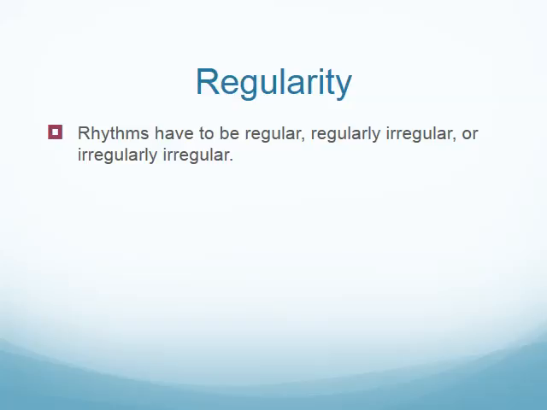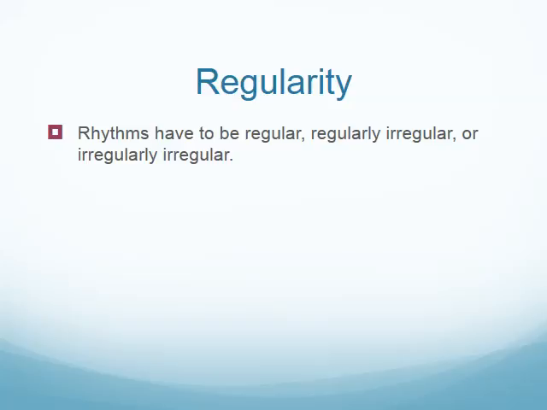We are then going to recognize whether the rhythm is regular. We want to know if it's regular, regularly irregular, or irregularly irregular. Those are basically the three different types of rhythms that we can have. If there are equal intervals between each QRS, we can say that it's regular.